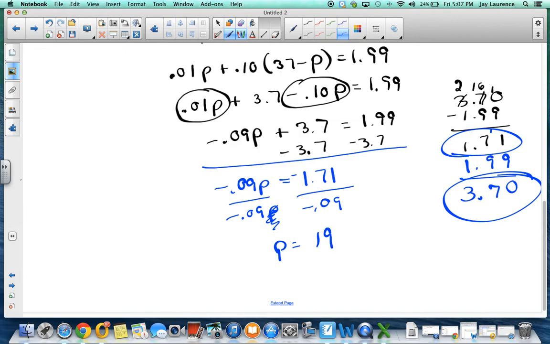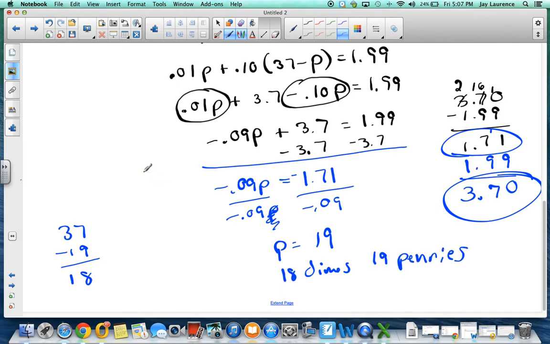That's good. If I don't get a whole number, I know I screwed up. Now, I know 37 minus 19, the number of pennies, total number of coins, is going to be 18. So therefore, there are 18 dimes and 19 pennies.